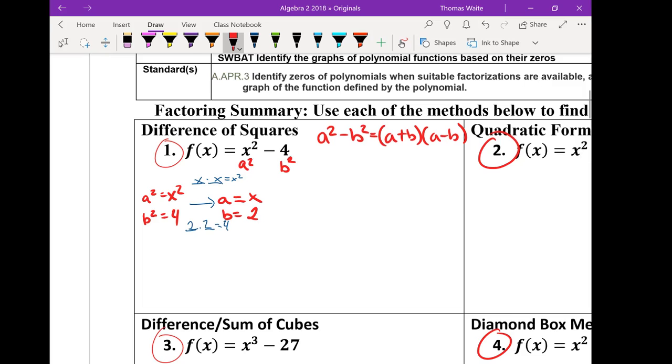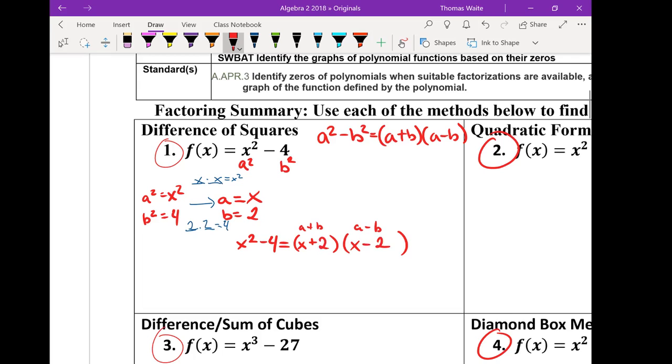That's actually all we need to use our formula. We need a value of a and a value of b. So based on this, I'm going to rewrite this, x squared minus 4. That's equal to a plus b, a minus b. So everywhere I see an a, I'm going to plug in my value, which is x. And whenever I see a b, I'm going to plug in my value, which is 2.